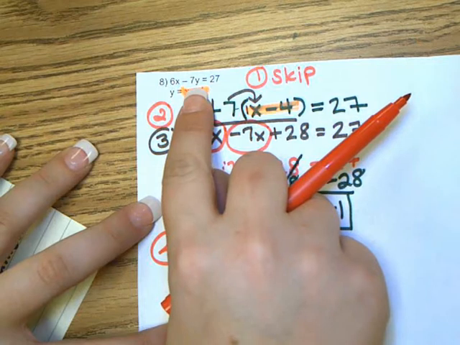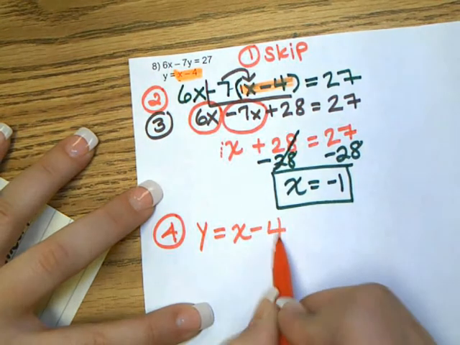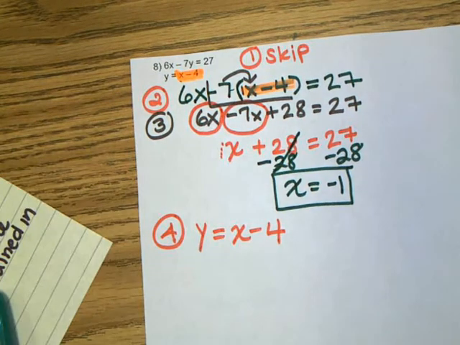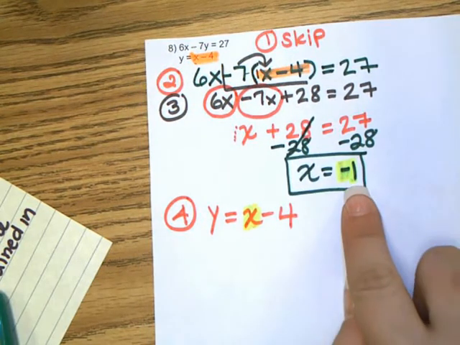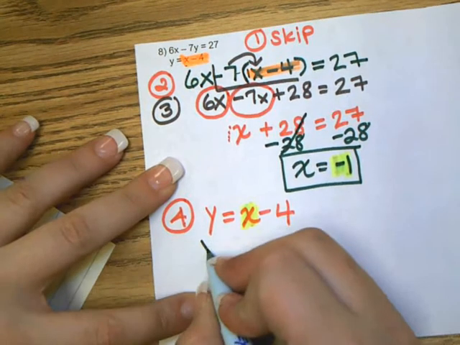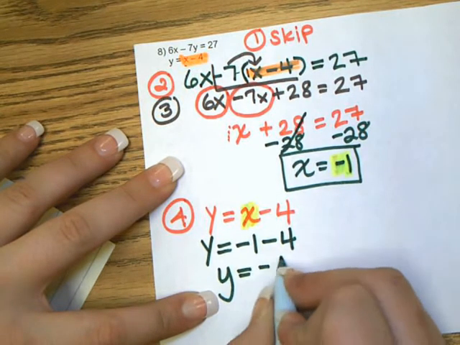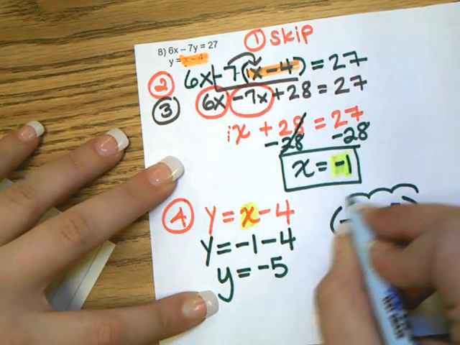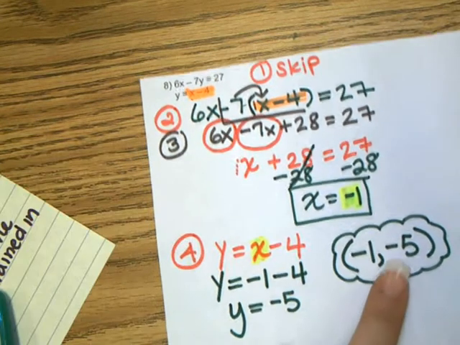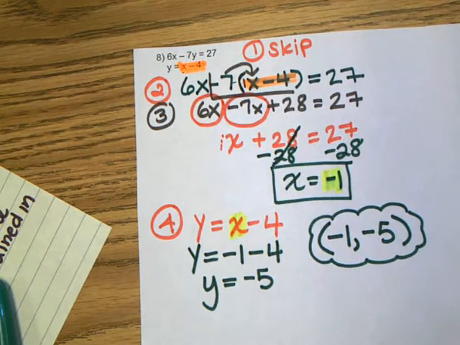Okay, so now step 4. We're going to go back and pick one of these. It does not matter which one. I'm going to go with the bottom one. And now I am going to take out the x and put in for the x right there what we obtained from step 3. So y equals negative 1 minus 4. We get negative 5. So our solution is negative 1, negative 5. And remember, you can plug it back in to make sure it is correct.